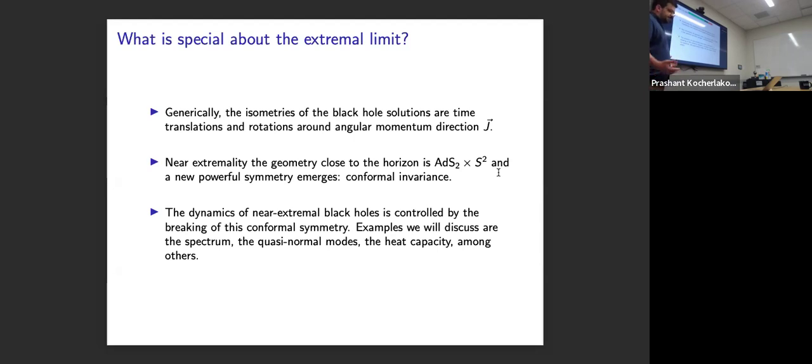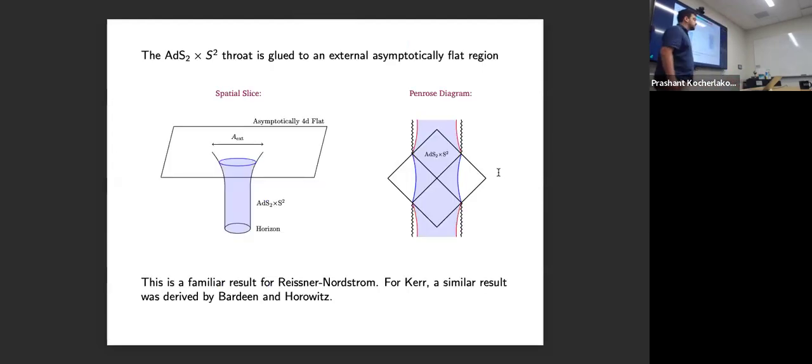Something that was known for a long time, but really properly understood in the last, let's say, 10 years or so, is that the dynamics of near-extremal black holes is controlled by the breaking of this conformal invariance due to the finite temperature. When you're a little bit away from extremality, this symmetry is approximate, and the dynamics is controlled by the breaking of this symmetry. Examples of quantities that are controlled by this are the black hole spectrum, the spectrum of quasinormal modes, and the temperature dependence of the heat capacity, among others. We'll see some of those during the talk.